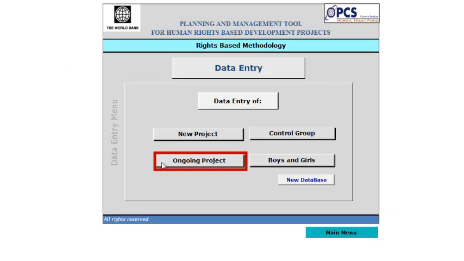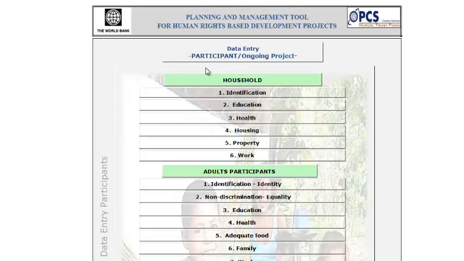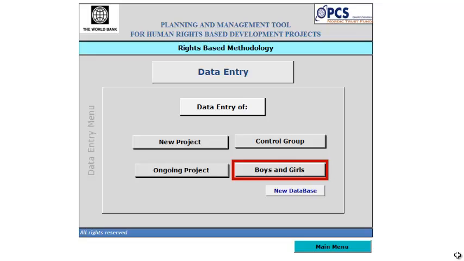The Ongoing Project button contains the questionnaire designed to monitor the effective enjoyment of rights of members of the communities that have been involved in a development project. Clicking on any tab identified with the name of a right or rights will open the respective form or survey. The same is true for the Boys and Girls button.